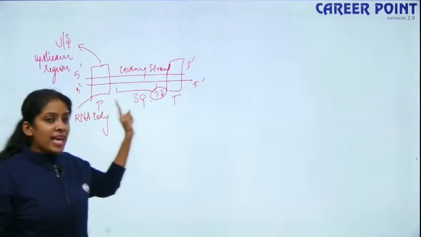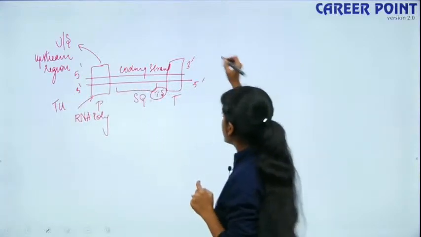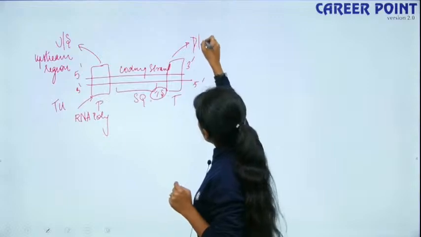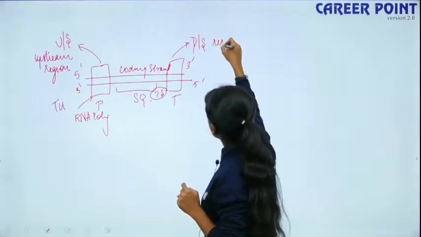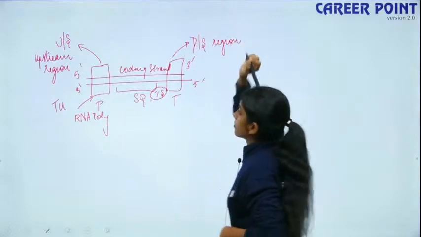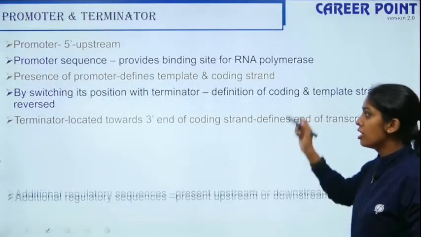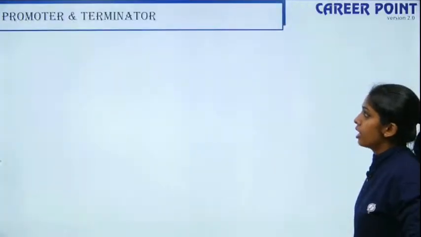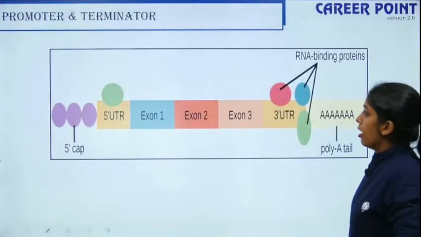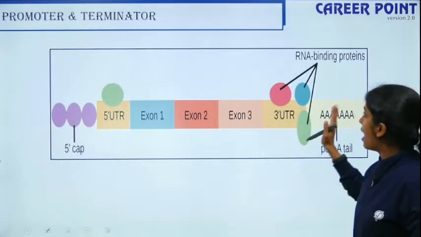The place where the terminator is present is known as your downstream region. Clear? So, please remember what the upstream and downstream regions are. The same thing is written here. So, this is how the structure is.